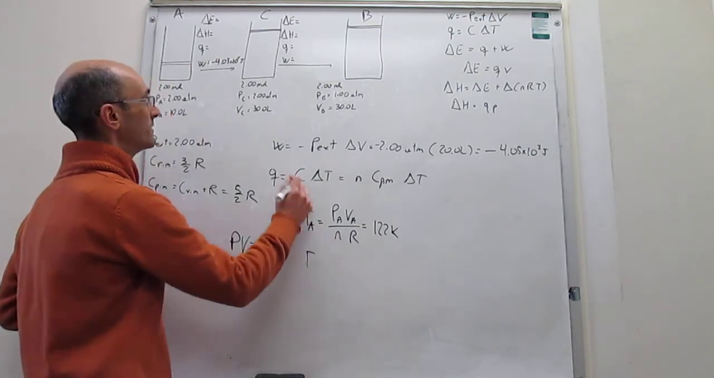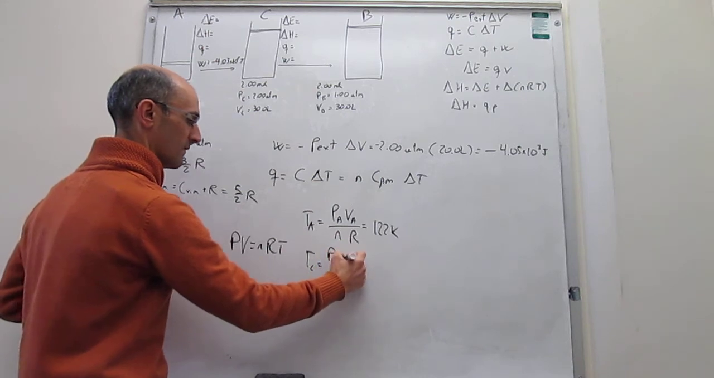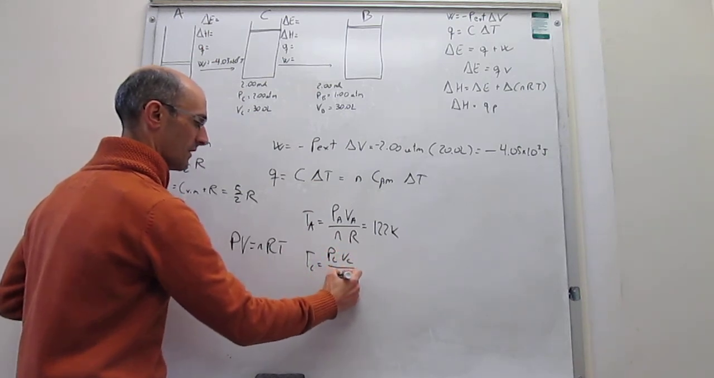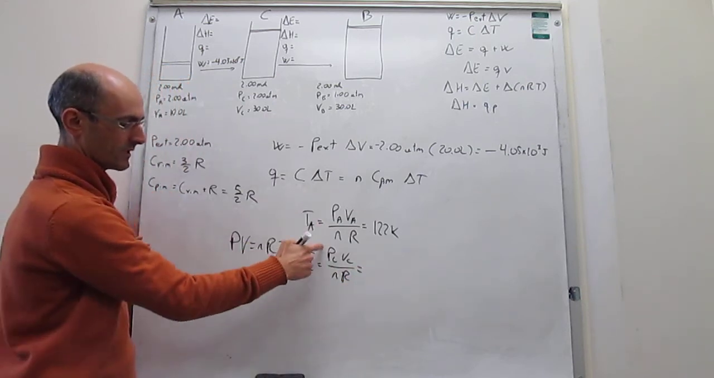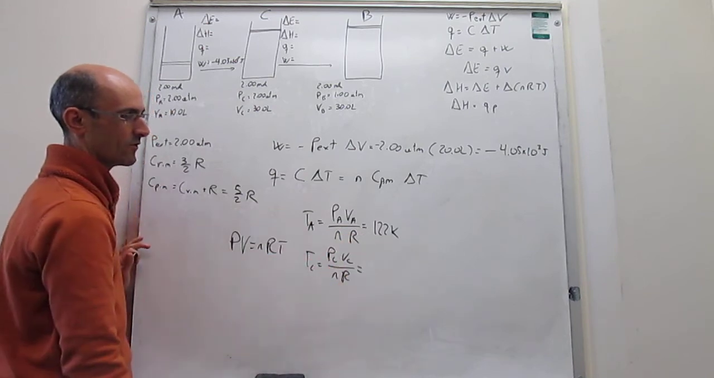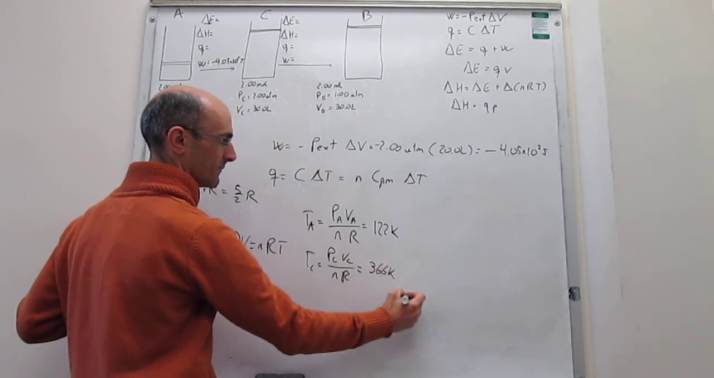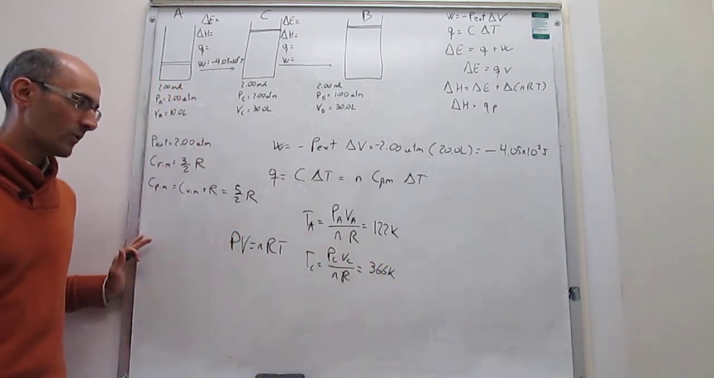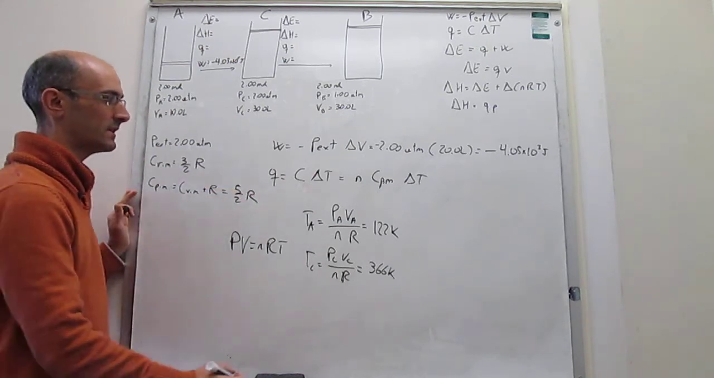Your final temperature in this step will be T sub C. You can do exactly the same thing, P sub C, V sub C, and R. And then notice that what will happen is that, well, the pressure hasn't changed, but the volume has tripled, right? So your temperature must have tripled as well, right? So that is going to be 366 Kelvin. Okay, so we actually now have everything that we need in order to calculate the energy transference heat.